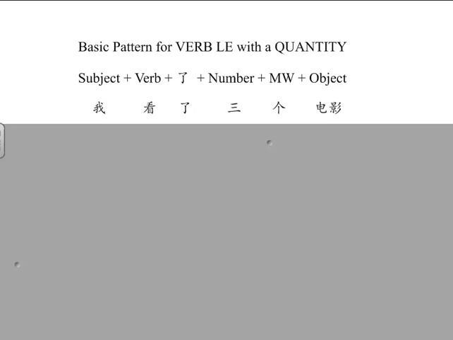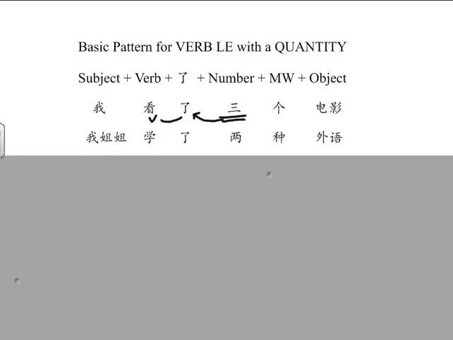Okay, let's read together. 我看了3个电影. And that's pretty easy to understand. I've seen 3 movies. But once again, because we have a quantity here, I've seen 3 movies, we put the le here after the verb. Here's another example sentence. Take a look. Give yourself some time to read. If you don't know this word, I'll help you with some pinyin.